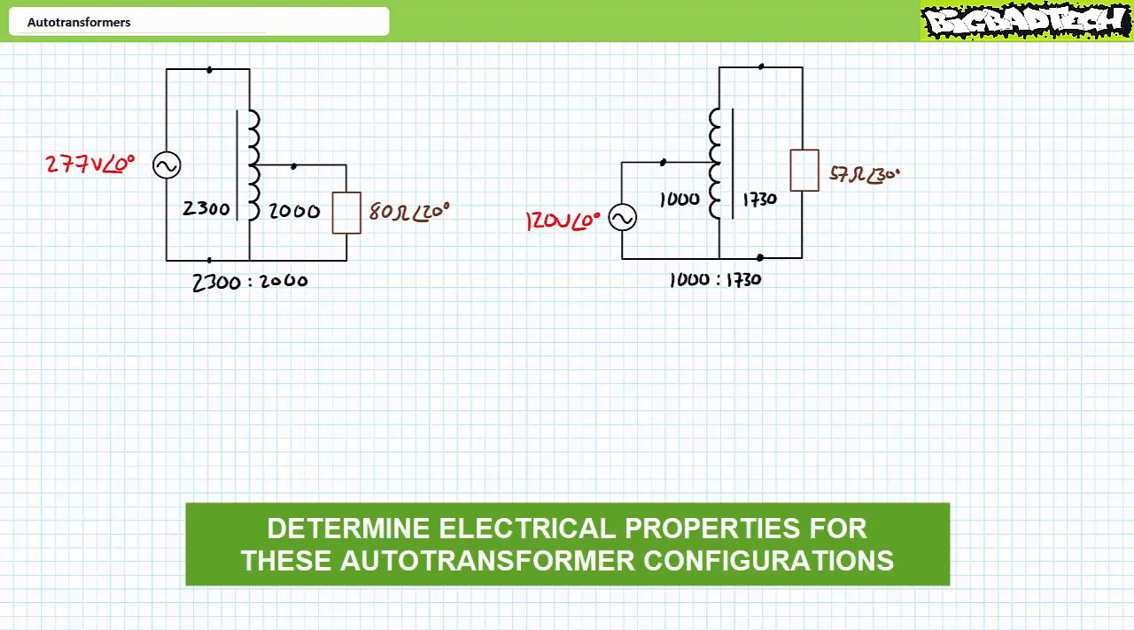The example on the left has an autotransformer with 2,300 windings in the primary and 2,000 windings in the secondary, being supplied by a 277 volt source with an 80 ohm at an angle 20 degree load.